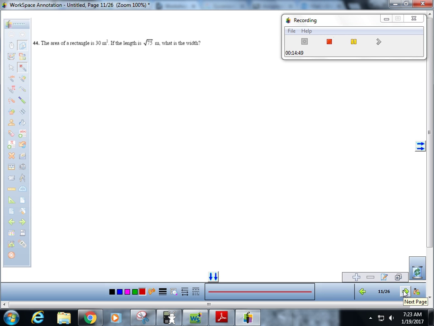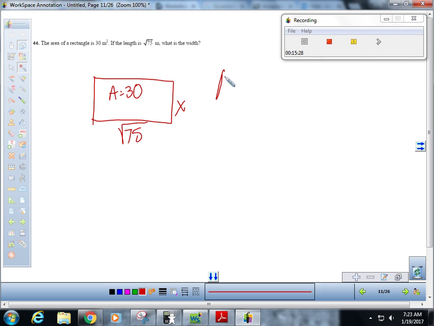So the area of a rectangle is 30 meters squared. The length is radical 75. So we know that the area is 30 and that one side is radical 75. They want to know what the width is. I don't know what the width and length is, and it doesn't matter. Okay? So just start with your formula.